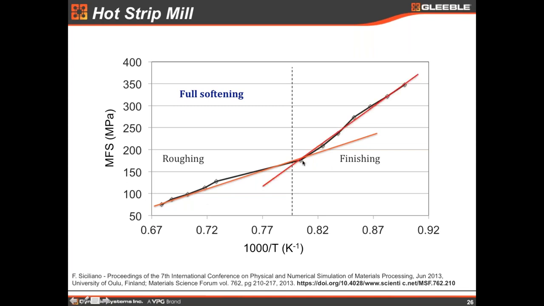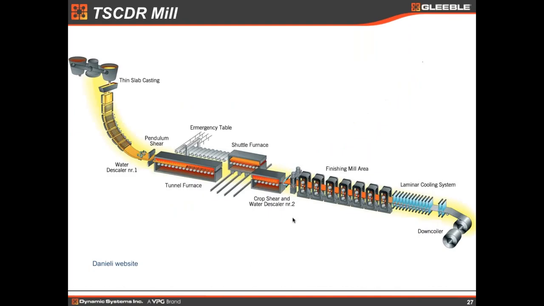And in finishing, we have a different slope. This means that we have incomplete softening. And the separation between the two regions is the TNR, the temperature of non-recrystallization. If you look at a thin slab casting machine, they start from an 80 millimeter slab, they never cool down, they go to a tunnel furnace, and they go straight to the finishing mill.